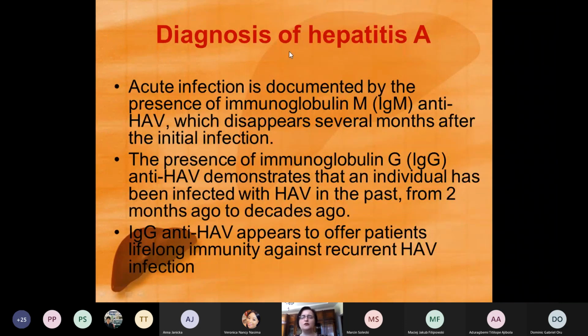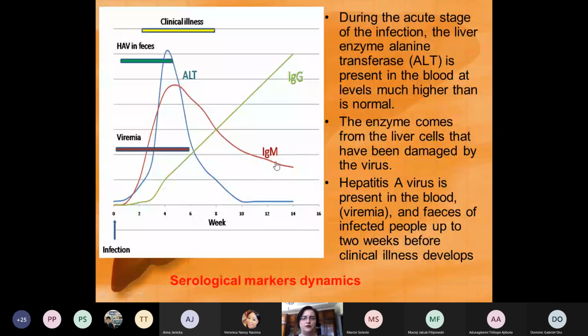Diagnosis. Acute infection is documented by the presence of immunoglobulin M, IgM anti-HAV, which disappears several months after the initial infection. What you can see, yes, this red, immunoglobulin M against HAV. It appears even in the first days after the beginning of the disease, even during the prodromal period, some days before clinical manifestation.